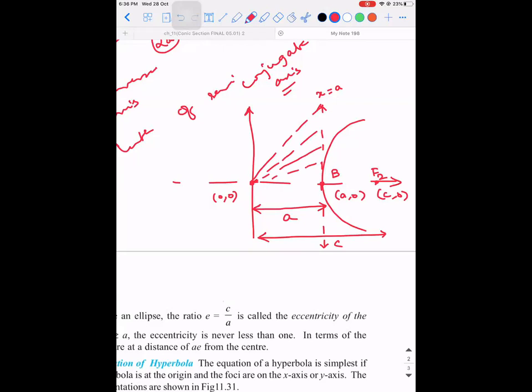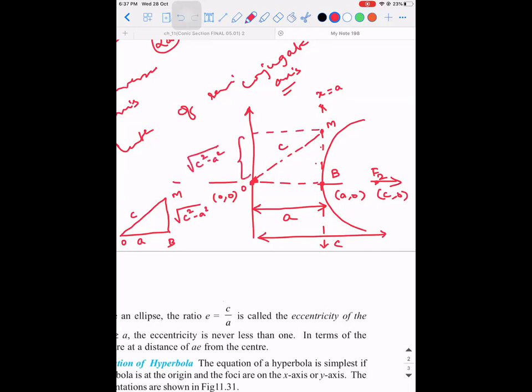Yes, sir. In those lines, if I draw one of the lines in such a way that from point O, I am able to meet x equal to a exactly at a distance c, what is c? c is the focal length, the distance from the center to the focus. If I am able to meet like this, then I'll get a right angle triangle. If I call this point O and this point M, I'll get a right angle triangle such that OM is c and OB is a. Then what will MB be? It is the root of c square minus a square. So if I drop a perpendicular here, this will also be root of c square minus a square.